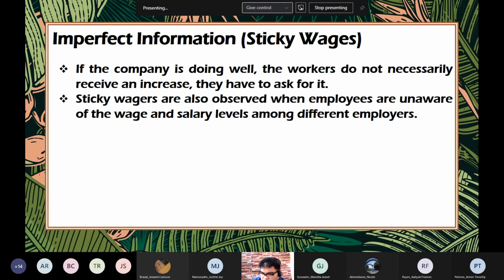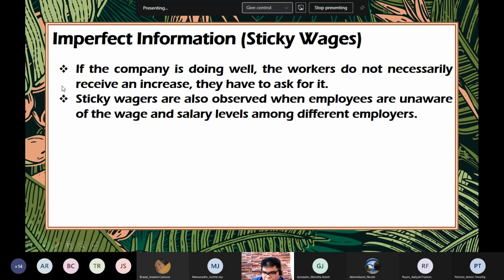Sticky wages. If the company is doing well, the workers do not necessarily receive an increase. Yun naman ang reality ng work natin eh. Whether you're doing a good job or not, ganun pa rin ang sweldo. Hindi ka naman tagapagmana ng company. Kasi yun naman ang napag-usapan nyo ng HR before you were hired.